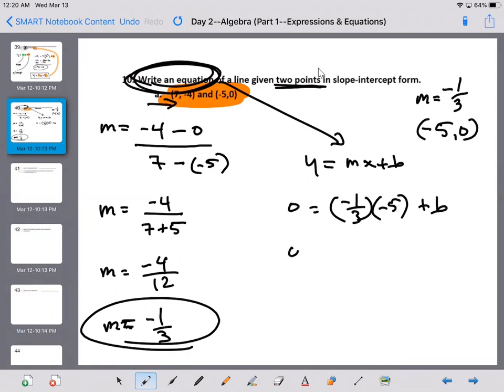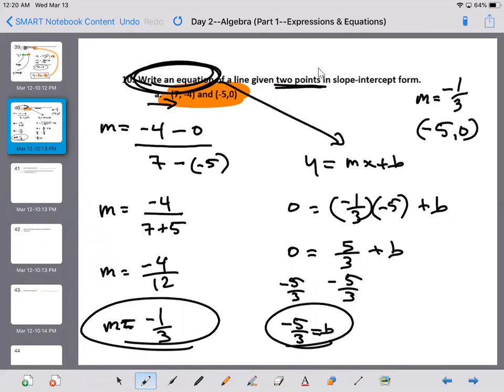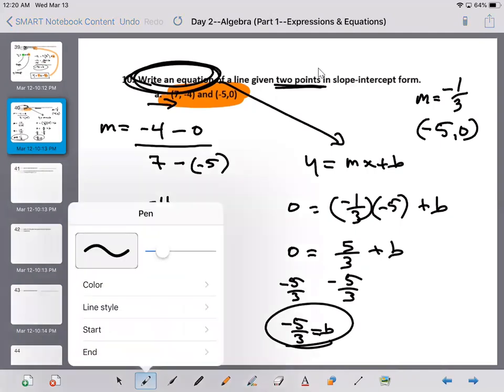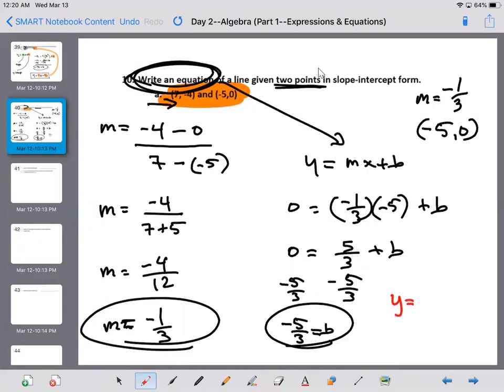So 0 is equal to 5/3 plus b. That's what -1/3 times -5 would equal. And so if 5/3 plus b is equal to 0, then I want to subtract 5/3. So -5/3 is equal to the intercept. And so my equation now is going to be y equals -1/3 x minus 5/3.